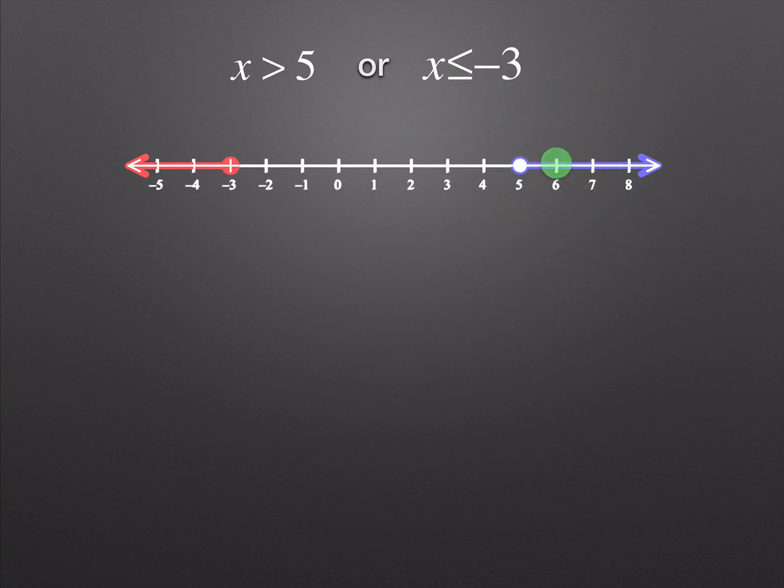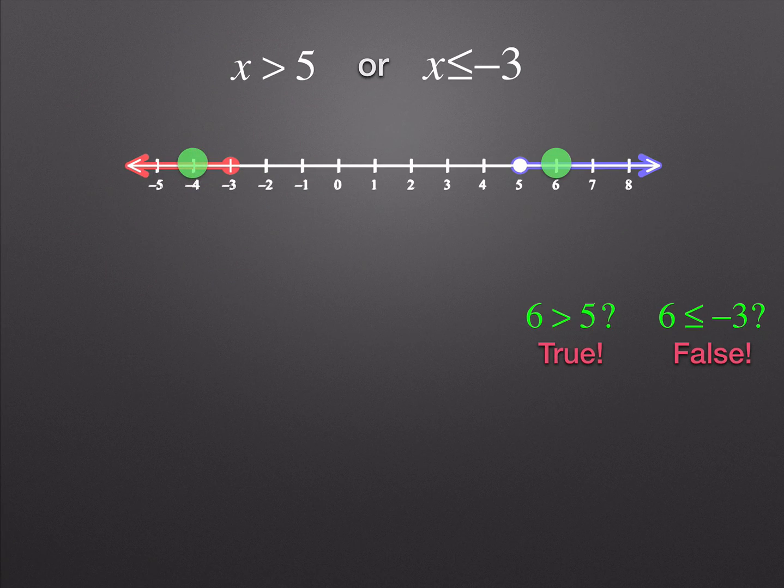Let's try something on the other side of the point. So let's try x equals 6. Is 6 greater than 5? Yes, it is. How about 6 less than or equal to -3? No, that's not true. But remember, this is an or. The conditions for or was that at least one makes it true. One of these does. So where x equals 6 is sitting, that blue part of the graph is part of the solution to my compound inequality.